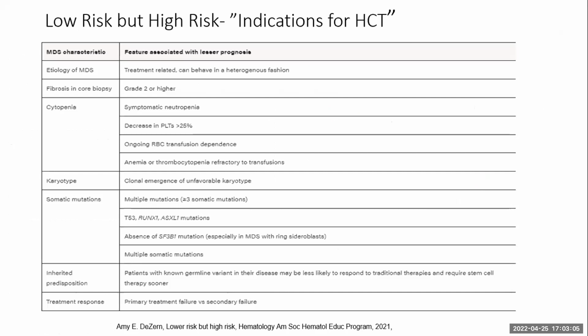So these patients are those who have grade 2 or higher fibrosis in the bone marrow, those patients with dramatic or ever-increasing transfusion requirements, those with complex karyotype, patients with TP53 mutations, and patients with a genetic predisposition. So these patients, I would say, it's better to try to work them up for a transplant early if they have a donor available and if they are fit enough to undergo a transplant.